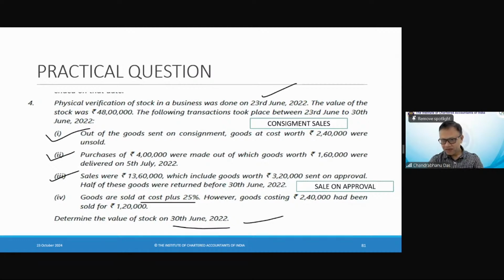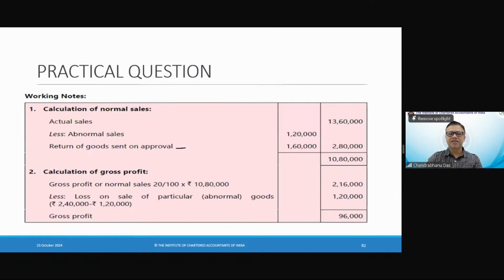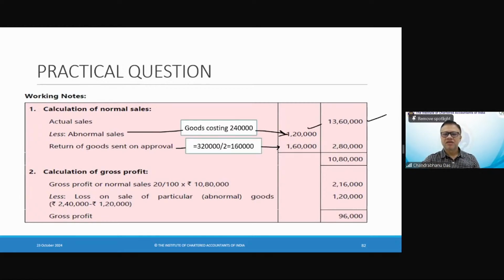So what you did is, for this half of the goods which are returned, if you can see, in the working notes you have deducted 1,60,000 from the sales, isn't it? Are you able to see it? 3,20,000 by 2, 1,60,000 is deducted from the sales. Correct.